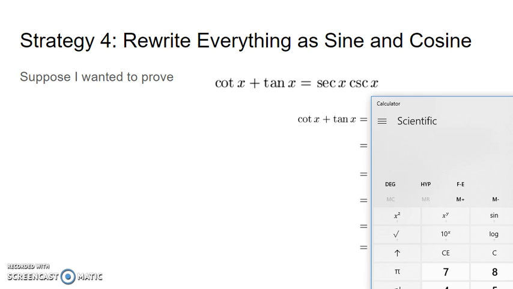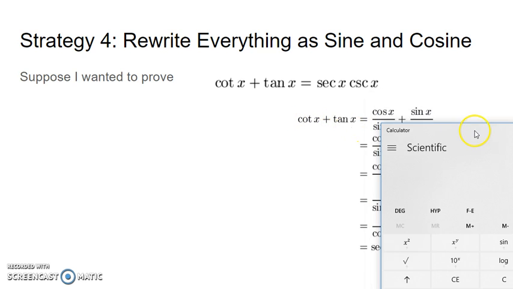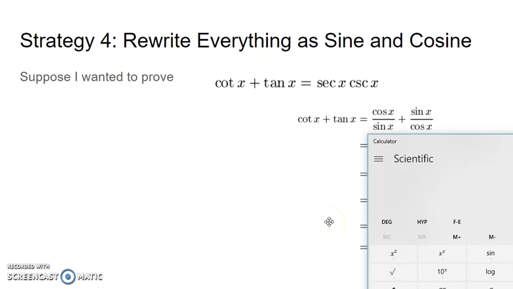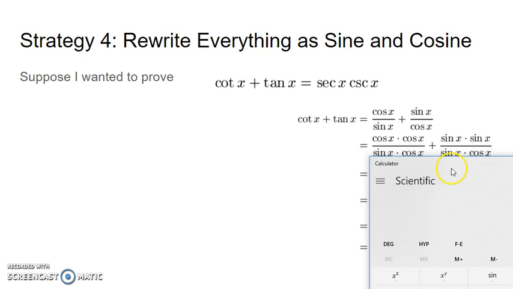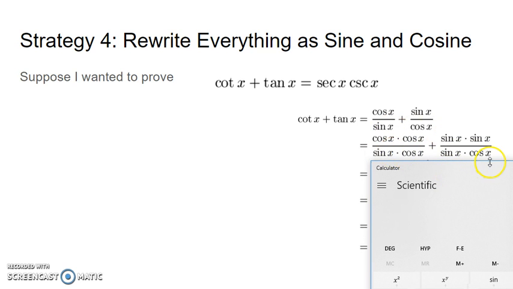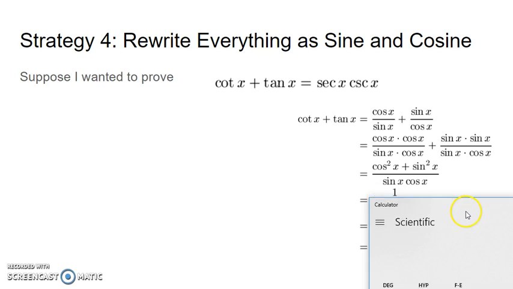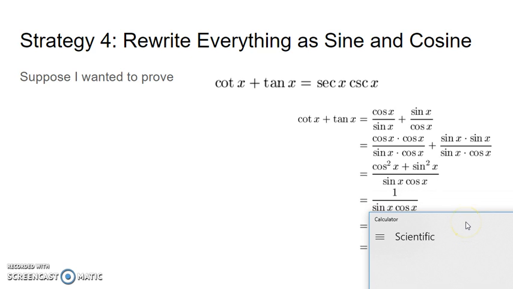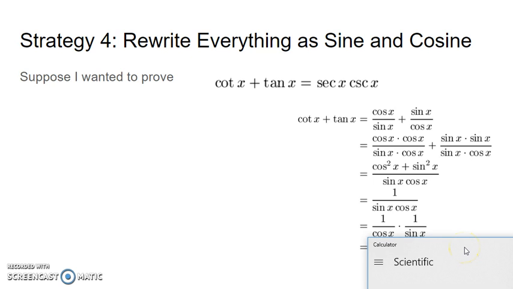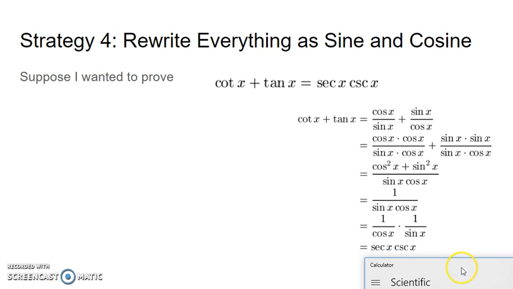If you wanted to prove this, maybe you could take the left-hand side. Maybe you could write that as just products of sines and cosines. Cotangent's cosine over sine. Tangent is sine over cosine. And suppose then that you recognize, oh, now that I've done this, I'm looking at a sum of two fractions. Let's get those combined. Get a least common denominator, add them up. I've got cosine squared plus sine squared over sine cosine, which is just 1 over sine times cosine. Split that up, 1 over cosine, 1 over sine, and that is secant cosecant. That is your right-hand side.